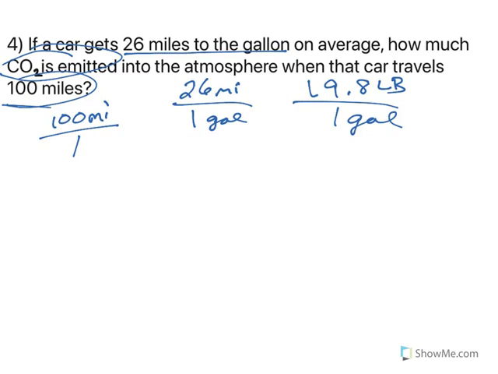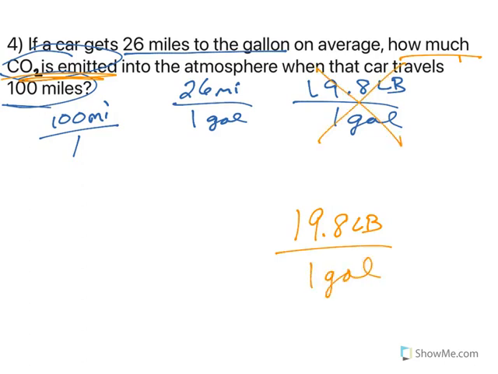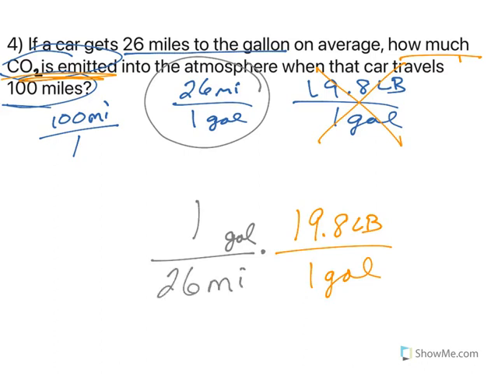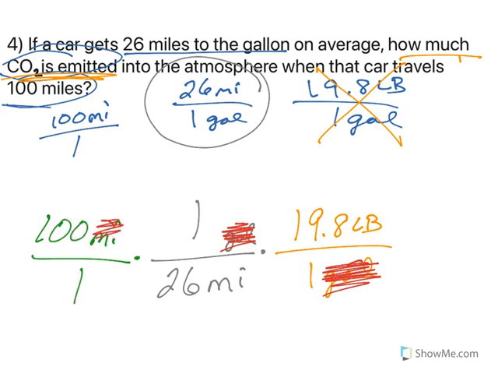Sometimes I find it easier to work backwards. So the question is how much CO2, which is in pounds. So I know my last one has to be pounds over gallons. So that takes out the last one. To work backwards, I know that I'm going to need gallons in the numerator so that my gallons cancel out. So that means this is the only 26 miles over 1 gallon is the only other ratio that has gallons. So I'm going to flip it. I'm going to put 1 gallon on the top and 26 miles in the denominator because, again, that makes my units of gallons disappear. And then how do I make miles disappear? Well, I just have my 100 miles over 1, and that makes the miles disappear.